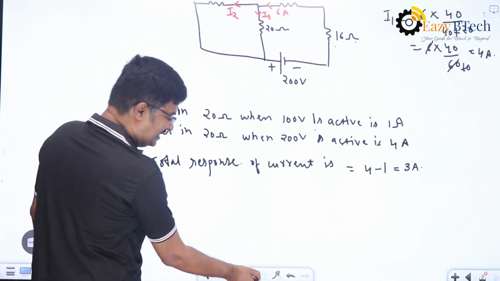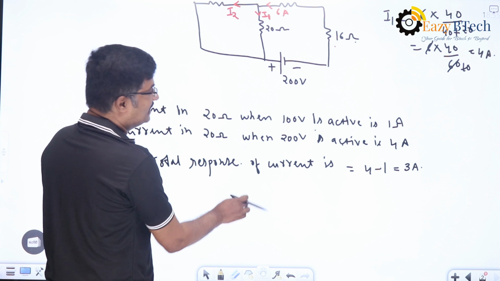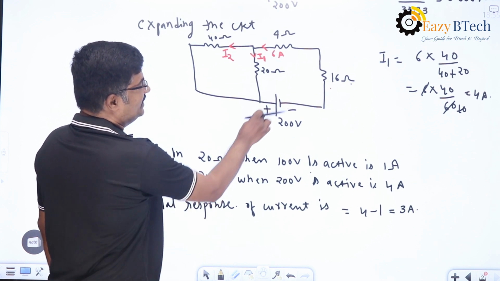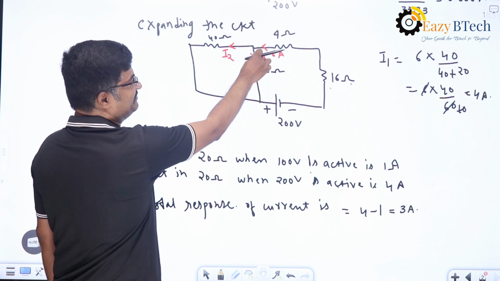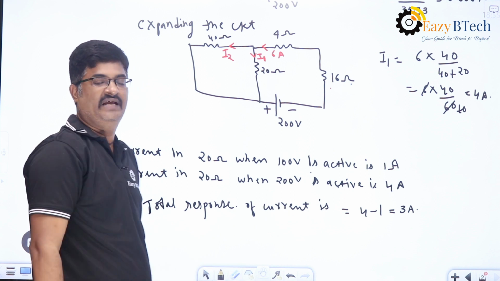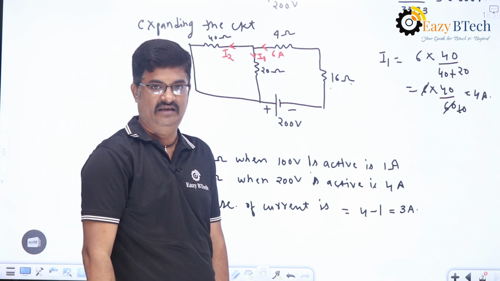So here many people will be having the doubt, sir, how are we going from 4 minus 1? See here, in this case my current is going like this, but we have taken the current in the opposite direction. That is the case here. Why I have written 4 minus 1, which is equal to 3 amperes.